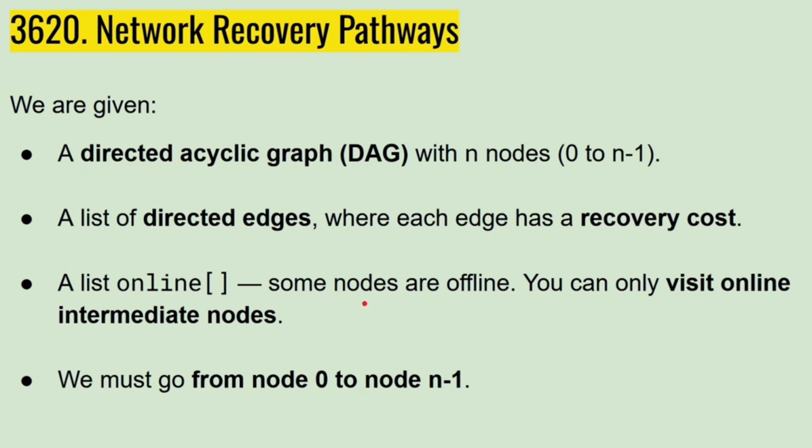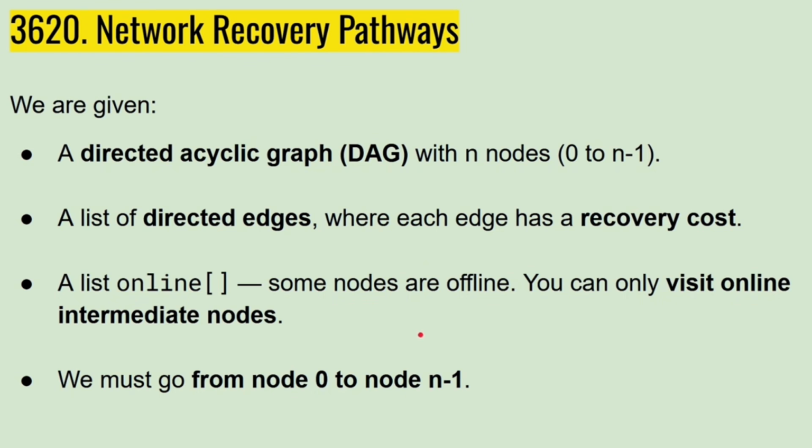So what is our task? Your task is to find a valid path from 0 to n minus 1 where all the intermediate nodes are online and the total cost of the path is less than or equal to k, that we will see later. And you want to maximize the smallest edge cost in the path, and that is called the path score. If no valid path exists, we will return -1.